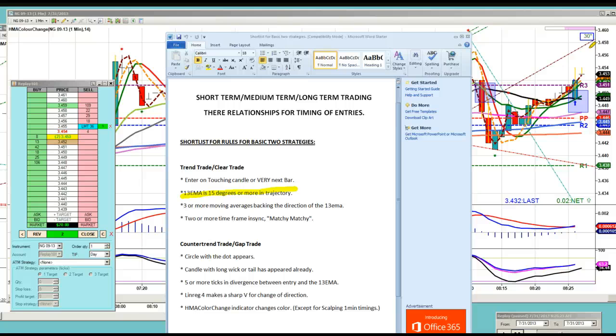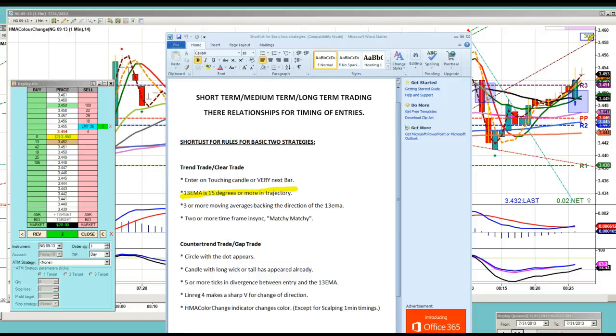Now you can also further qualify which ones you're going to take. Some traders say, well, I'm not going to enter unless it's 25 degrees or more. Some traders say 75 degrees. So you can further qualify which self-organizing trends you're going to take using the degree factor.